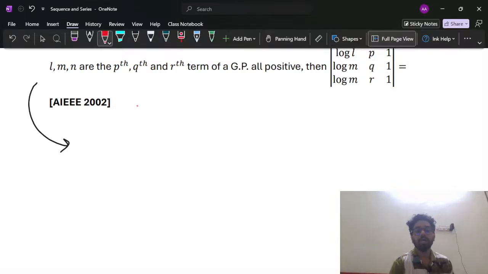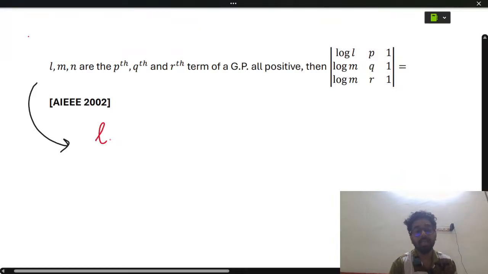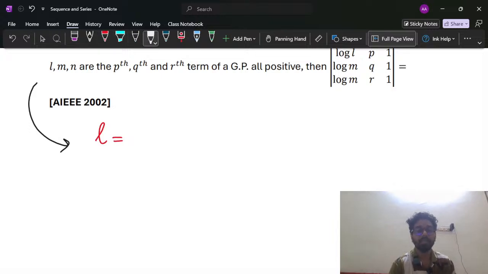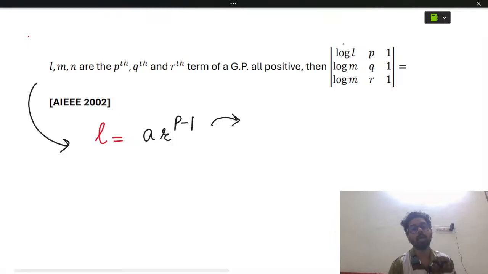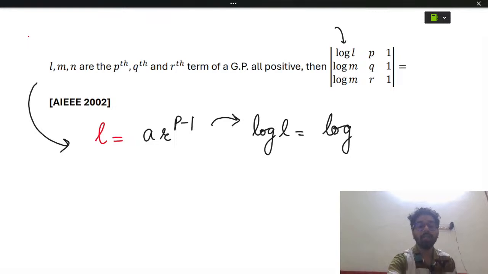Okay. So now they are saying L, M, N are the Pth, Qth and Rth terms of a GP. So the Pth term of a GP means L is equal to, let's say the first term is A, then A R to the power P minus 1. If I take log, because they asked us to create log L, so log L is equal to log A R to the power P minus 1.